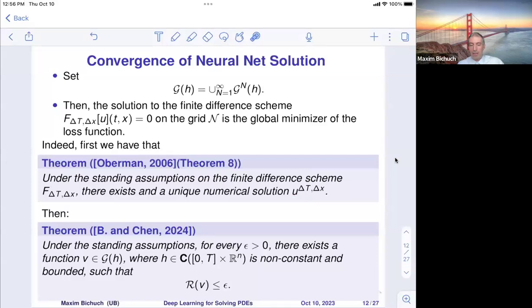And then second, that's basically just a very simple corollary, not even a theorem, of the universal approximation, that under our assumption, for every epsilon there exists a function v, assuming the activation function is not constant, such that the loss is less than epsilon. So that's basically what we need, that there will be a v in our space that will give us a small loss.